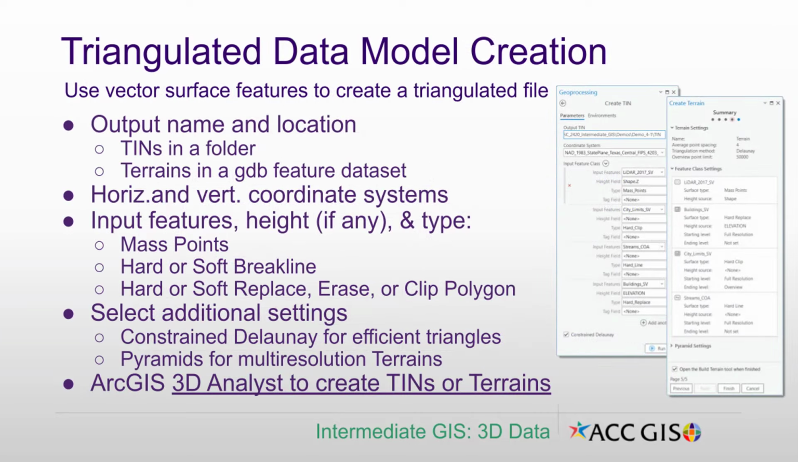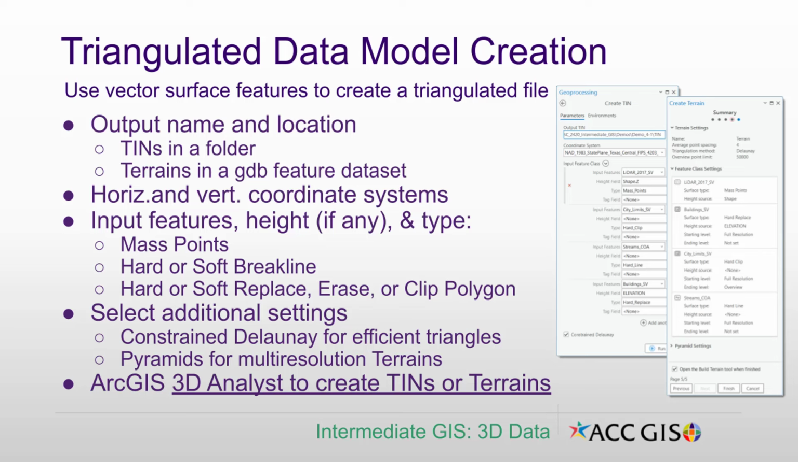And so last, how do you create a triangulated data model? We need to set the output name and the location. And for TINs, it needs to be in a folder, and terrains need to be in a geodatabase feature dataset. You set the horizontal and the vertical coordinate systems. You need to select the input features, the height, if any, and the type or role it will play in creating the triangulated data model. So for example, LiDAR data for mass points, streams for hard or soft break lines, or maybe lakes or a project extent for hard or soft replace, erase, or clip polygons.